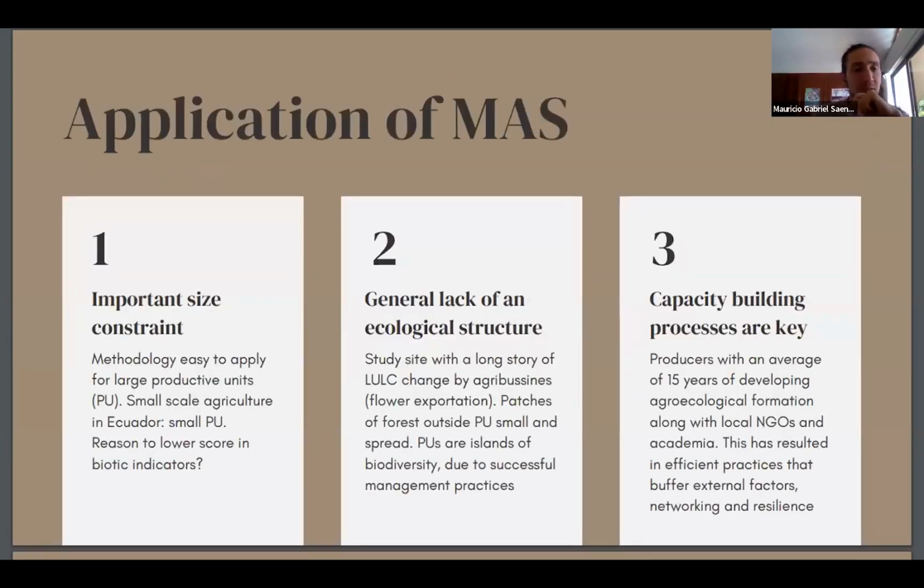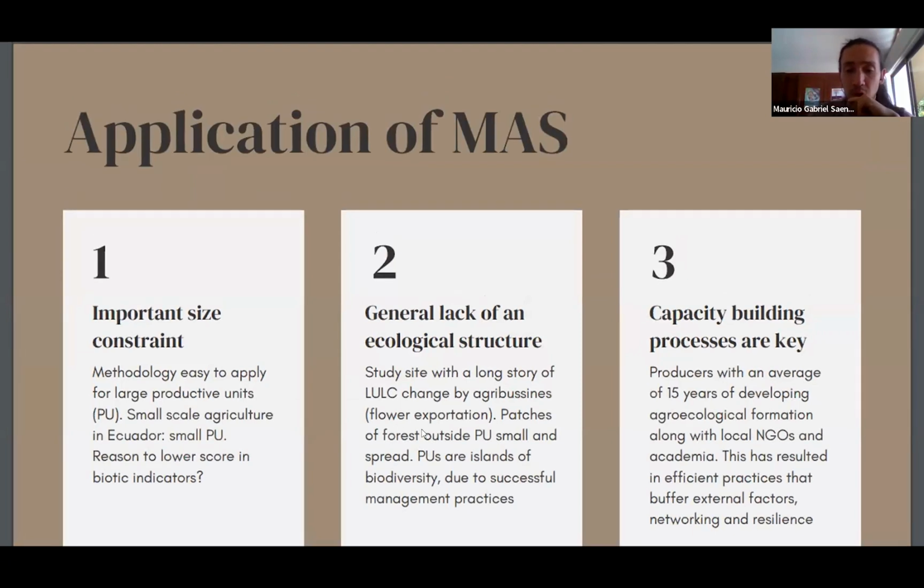So we have seen that the size is an important constraint for the application of this methodology, and mainly because of the appropriation of land in Cayambe. The farms for agroecological production are rather small, and this methodology is far better with large farms. However, with small farms, it has some issues. However, it gives us a really good view of how the transition is going. There's a general lack of an ecological structure, as we said before, because of the intense land use and land cover changes by agribusiness.